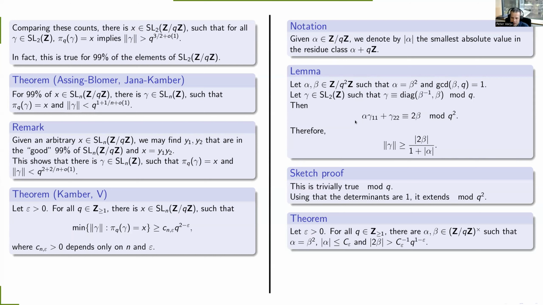The more interesting part of the proof is that you can find a suitable alpha and beta in Z mod QZ such that alpha is equal to beta square and alpha is small, but 2 times beta is bigger than q to the 1 minus epsilon. Now, I realize that this might be a little confusing, so the q in this theorem corresponds to q square in the lemma.